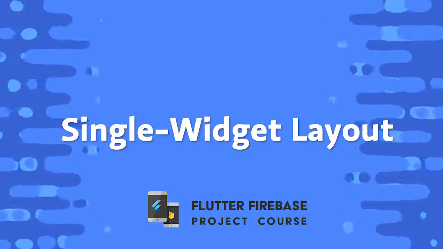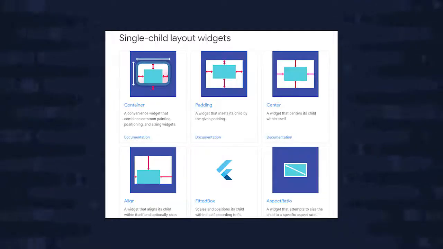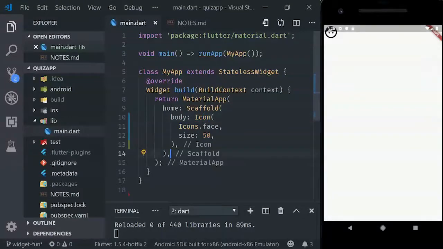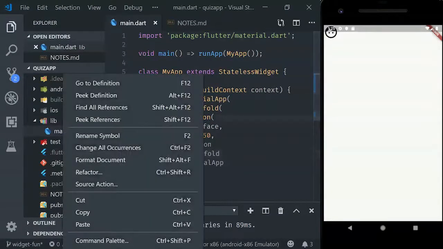One of the most common things you'll do is adjust the position, layout, and alignment of single widgets. In this video, we'll look at a variety of different built-in single child layout widgets in Flutter. We've already looked at one of these widgets, which is the center widget. For example, we have this icon as the body of our scaffold currently.